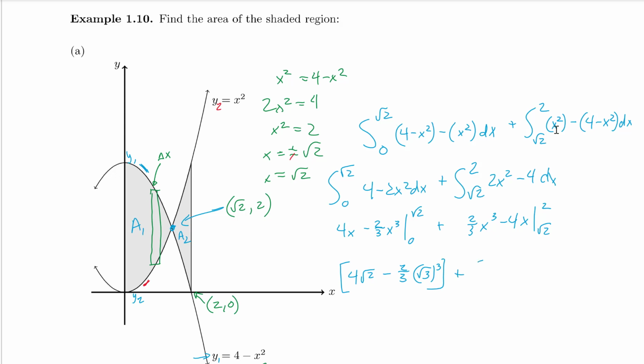Plus 2/3 times 8 minus 8. I plugged in a 2 here. That's 2 cubed. And this is 4 times 2.